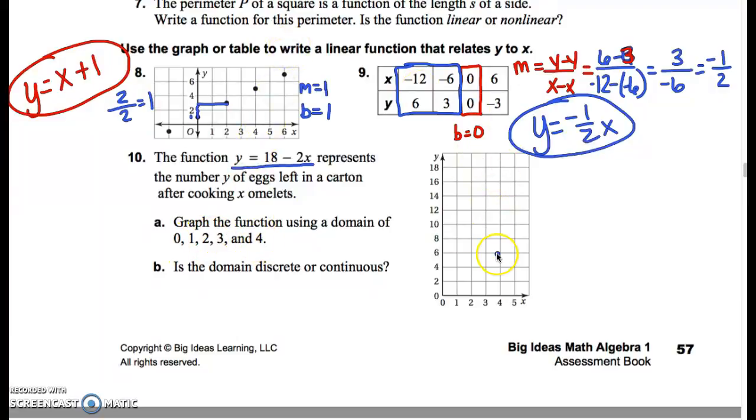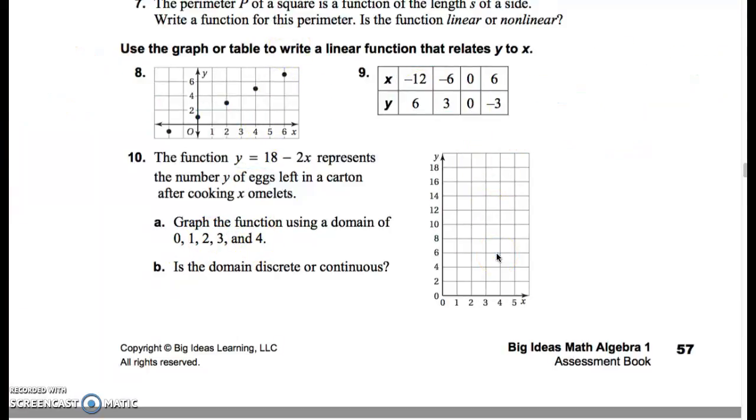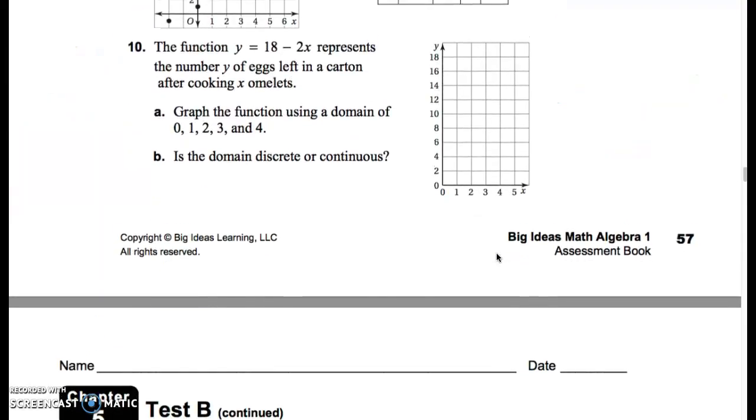Okay, so before we graph, let's label our axes here. Our x-axis down here, it told us x was the number of omelets, so I'll label that omelets. And then y was the number of eggs that were left, so I'll write that up there. And then I need to figure out what points I need to graph. So each of these numbers in our domain are going to be plugged in for x. So I have 18 minus 2x.